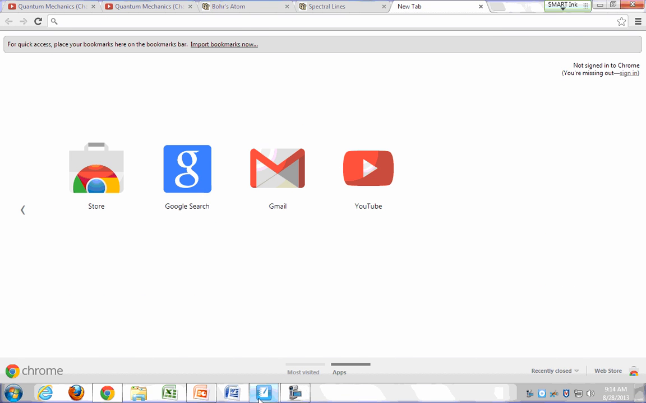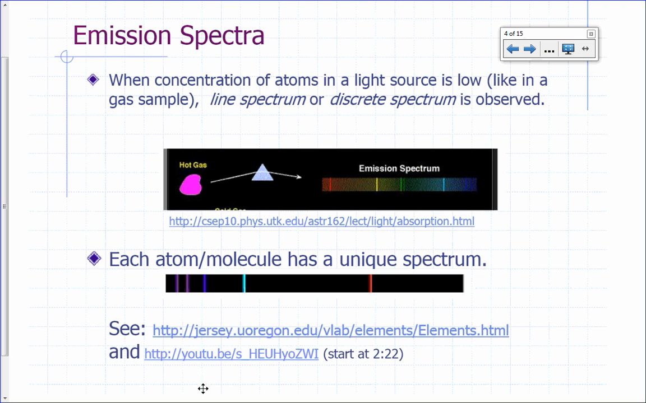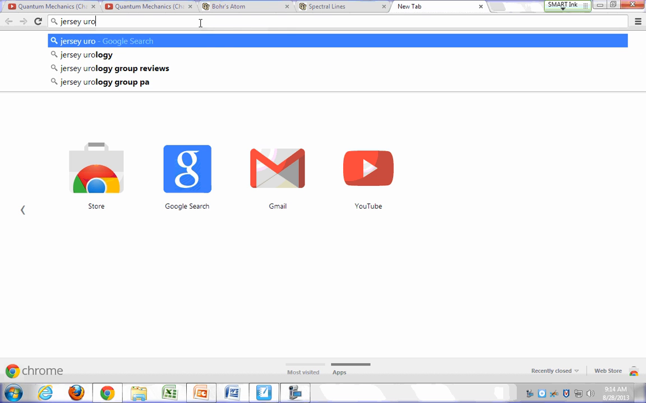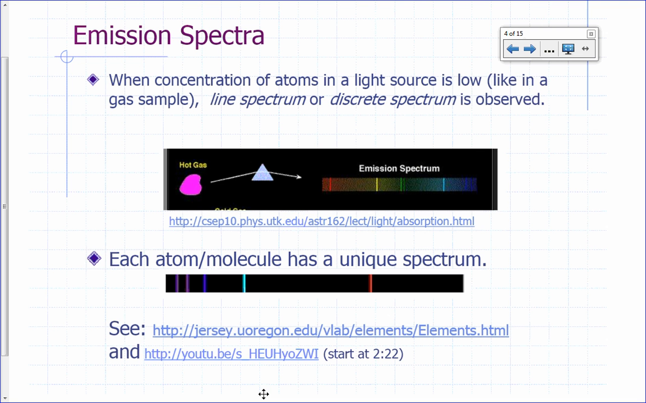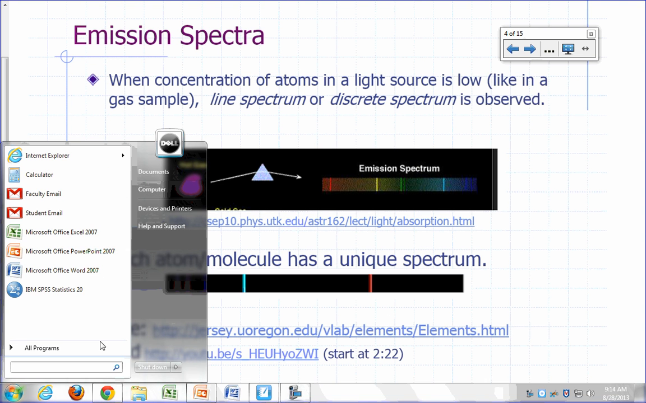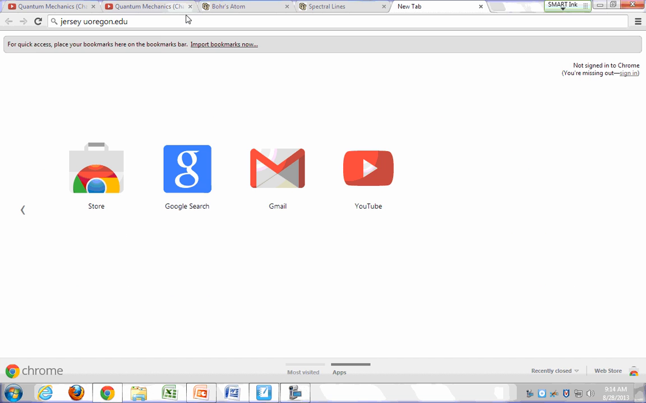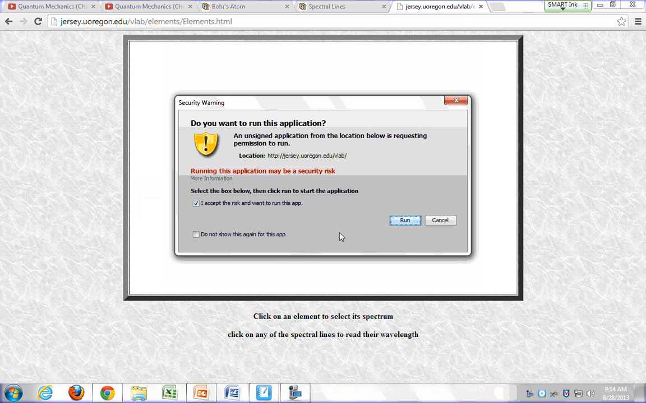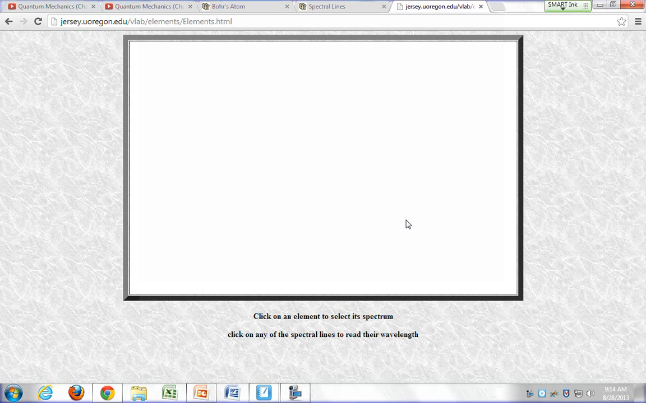this site right here. It's jersey.uoregon.edu. So just do a search for Jersey University of Oregon. Then look for the elements spectrum, and you should be able to find your first link to be this Java applet right here. Just allow the applet to run.